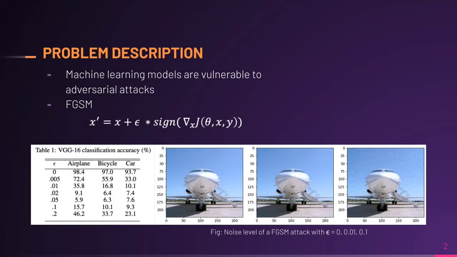Machine learning models perform very well but are vulnerable to adversarial attacks. An adversarial attack is when someone purposely disrupts a machine learning model and causes it to perform not as intended. There are many types of adversarial attacks, but one method is the fast gradient sign method. As you can see, as we vary epsilon, the performance of classification for VGG16 drops dramatically.